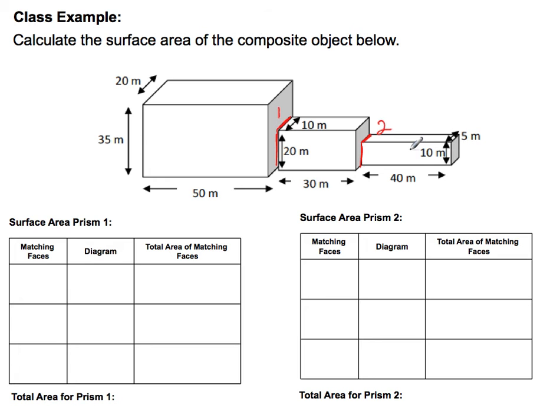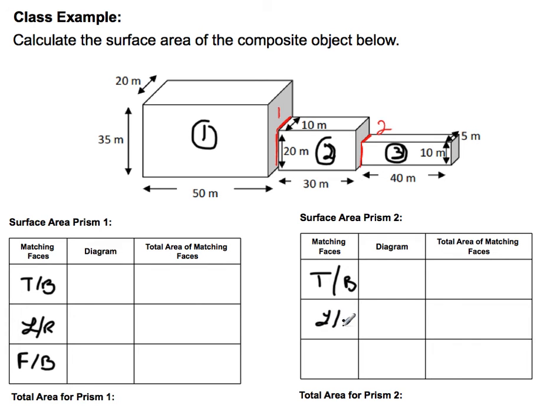We have 3 objects here that are put together. We have 2 areas of overlap, so that's my 1 and my 2 in red. So let's label this as Prism 1. This is Prism 2. Again, make sure that you put them in circles so that you can identify that it's not a dimension. And let's go top, bottom, left, right, and front, back. Okay, I'm going to do that for this one as well. Left, right, and front, back.